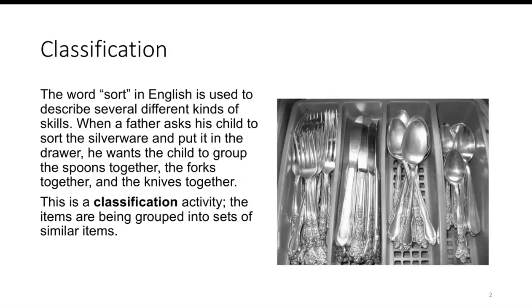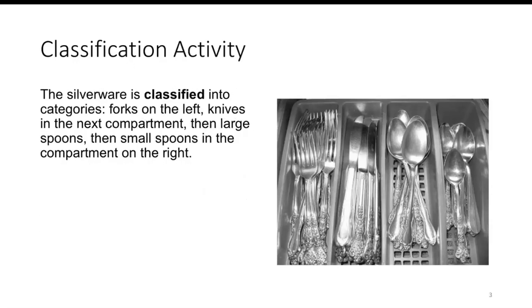The word sort in English is used to describe different kinds of skills. For instance, when a father asks his child to sort the silverware and put it in the drawer, he wants the child to group the spoons together, then the forks together, and the knives together. This is a classification activity. The items are being grouped into sets of similar items. The silverware is classified into categories. Forks on the left, knives in the next compartment, then large spoons, then small spoons on the far right.